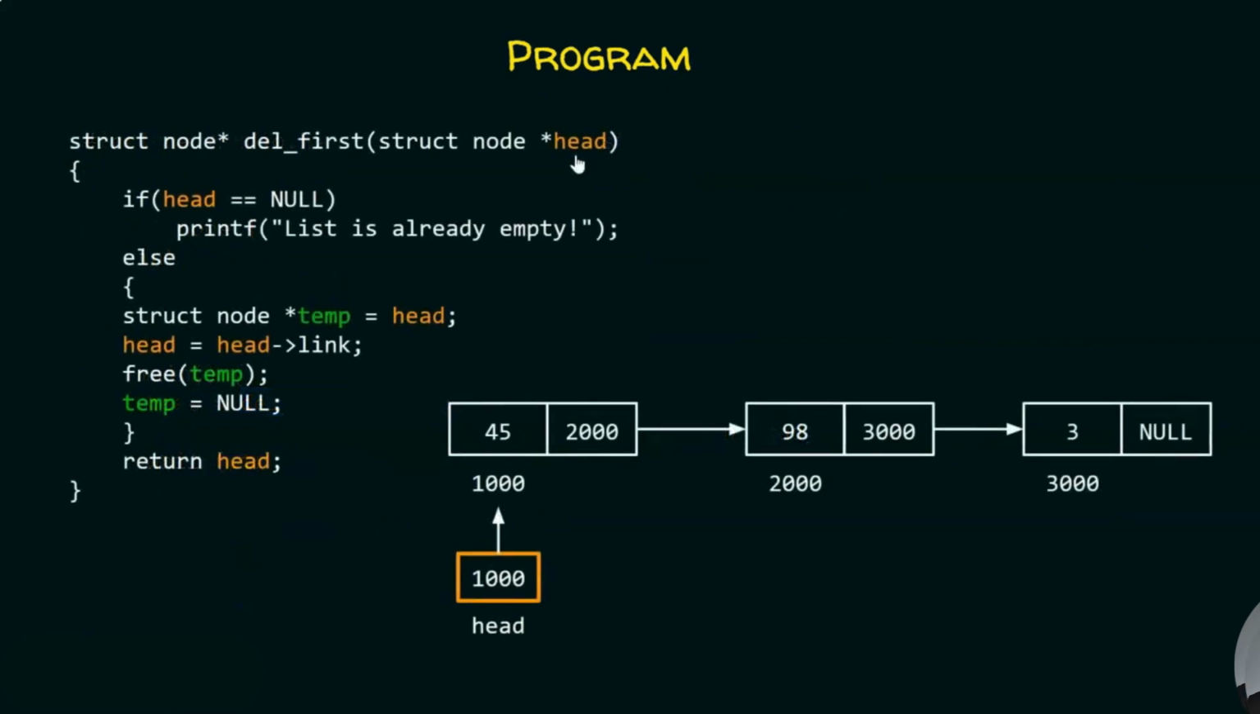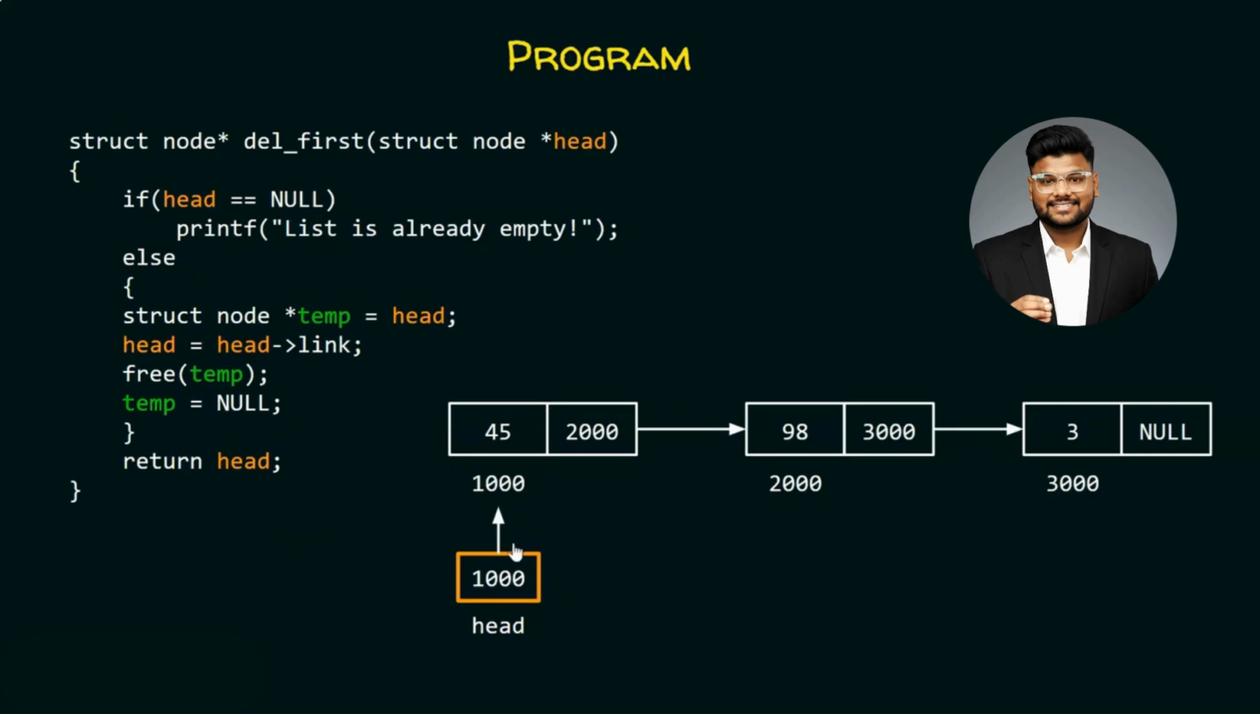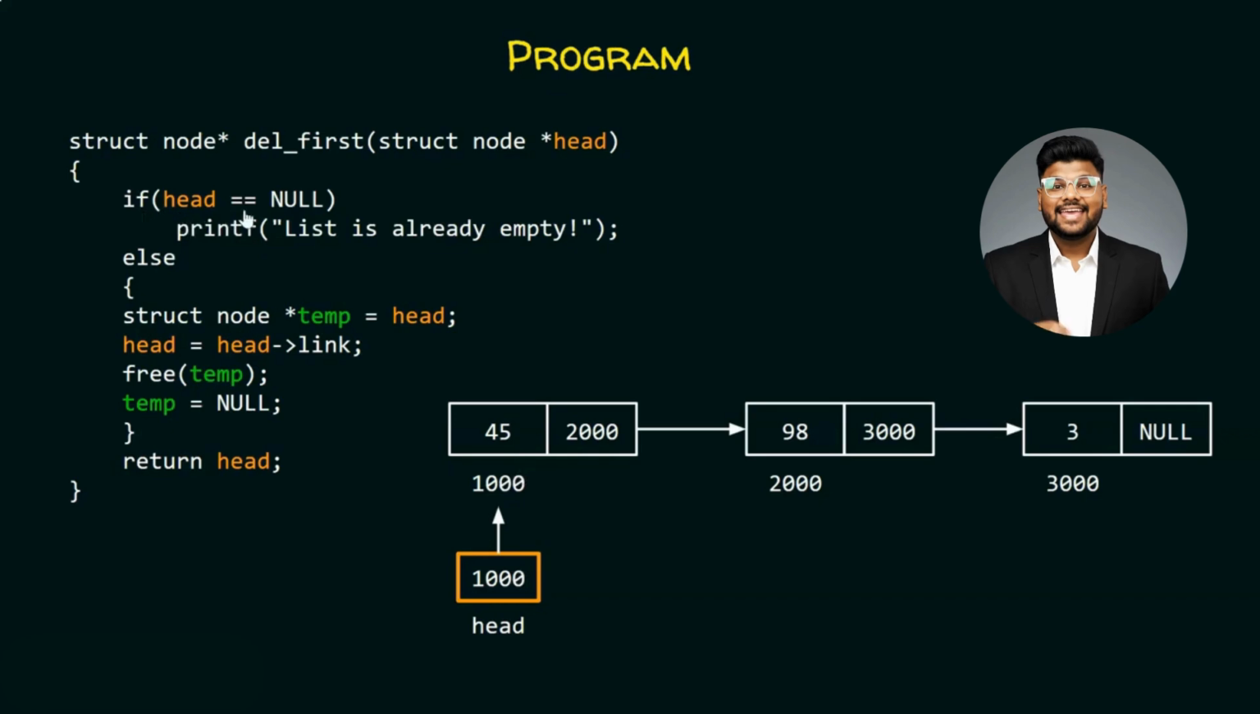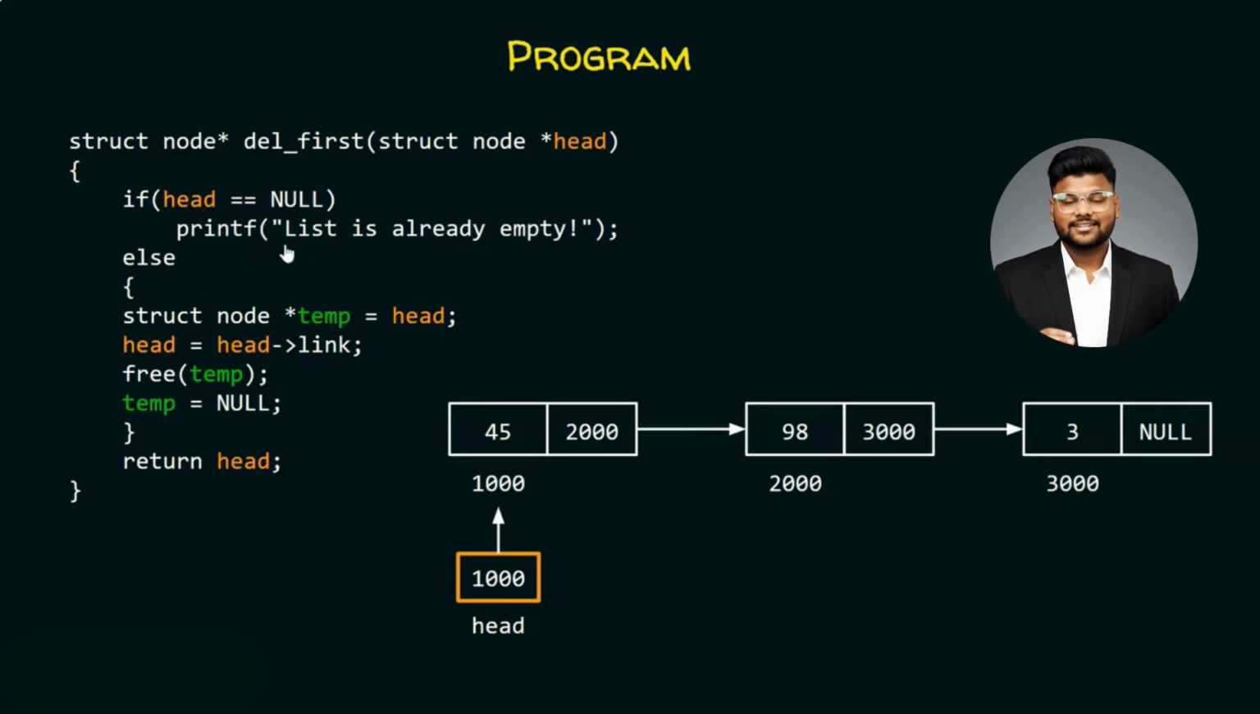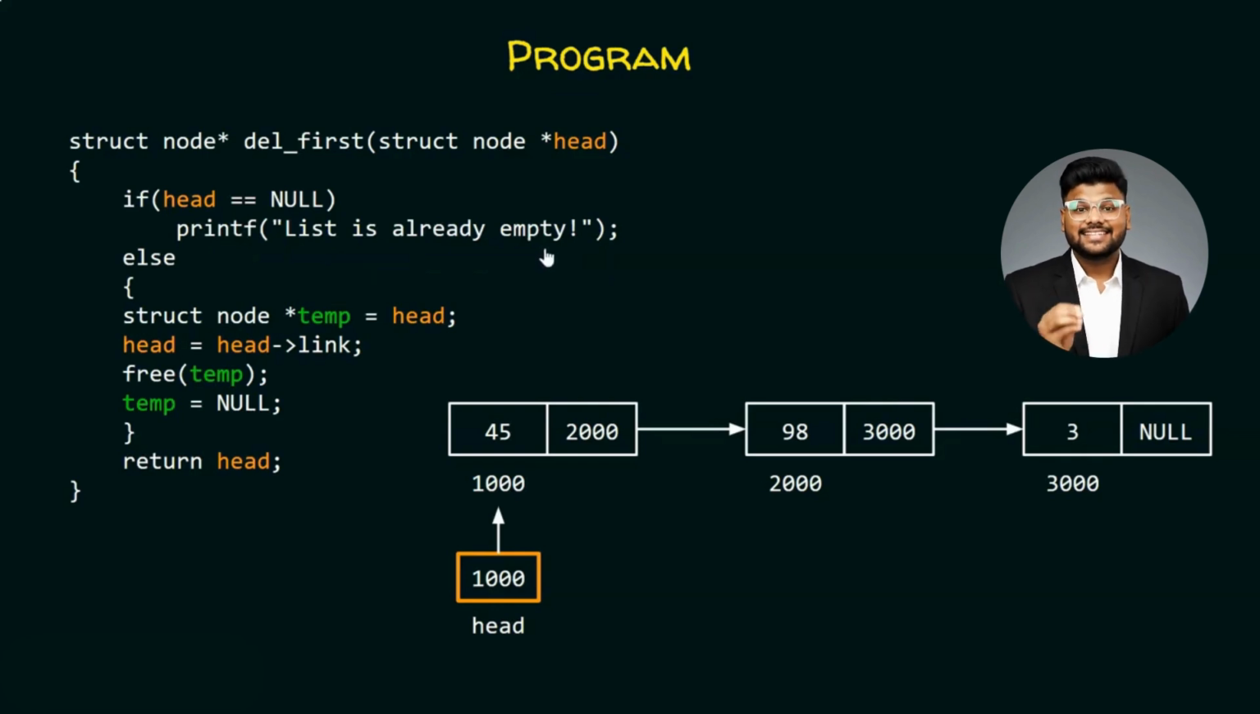Now let's see how this function works. Here, because head has received this address 1000, therefore this head will also point to the first node of this list. In this if construct, we are checking this condition: is head equal to null? That means we are checking if the list is already empty. If list is already empty, then we will print this message: list is already empty. There is no need to delete any element because list is already empty, right? That is why we will print this message. Else, we will do this procedure.